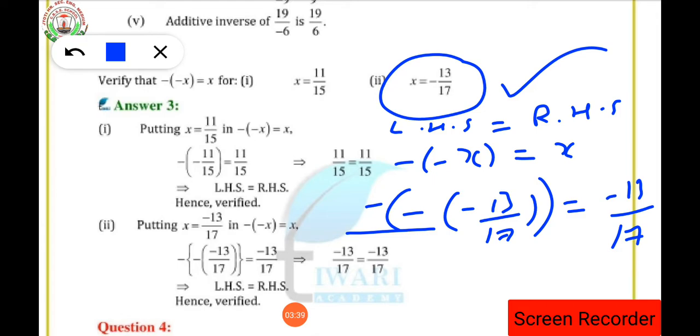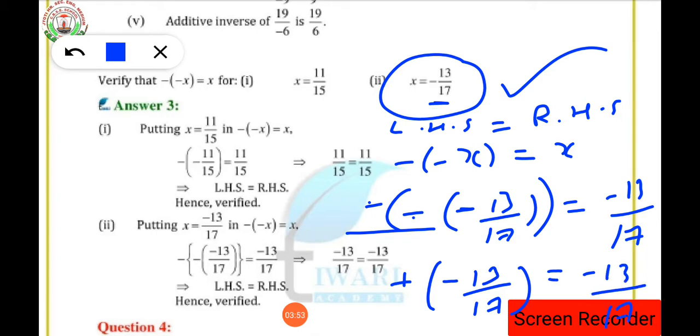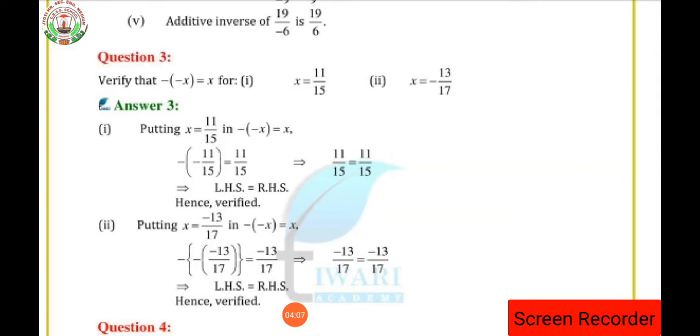Now when you open the bracket for this, minus and minus will become plus, isn't it? So plus, then the bracket with minus 13 by 17. This minus comes from the value, okay, is equals to minus 13 by 17. Now when you are going to open the bracket, plus and minus will remain minus itself. So what will be the value? Minus 13 by 17 is equals to minus 13 by 17. And LHS and RHS both are equal, isn't it? Therefore the value x is equals to minus 13 by 17 is correct. Have you understood?